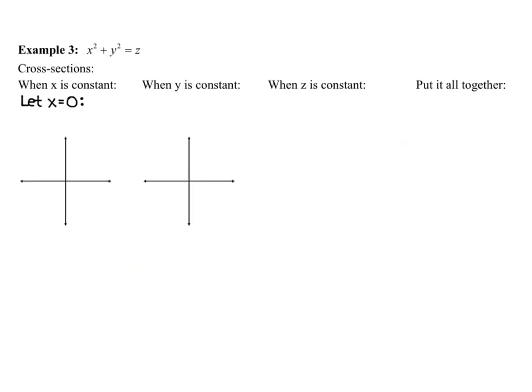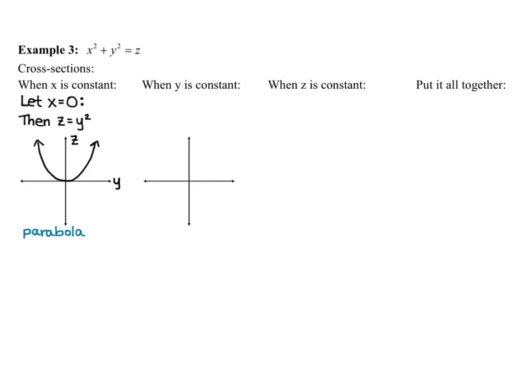The first example is x squared plus y squared equals z. So it's a quadratic surface because the highest degree of the equation is 2. So we have it set up so we will get 3 different cross sections. The first one, when x is constant, what I'd like to do is let x equal 0. Then what I have is z equals y squared, so I can graph that 2-dimensionally on the yz plane, and I get a parabola. So that's what the cross sections will look like.